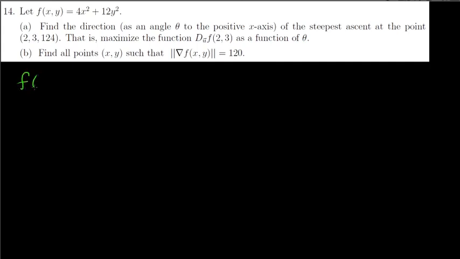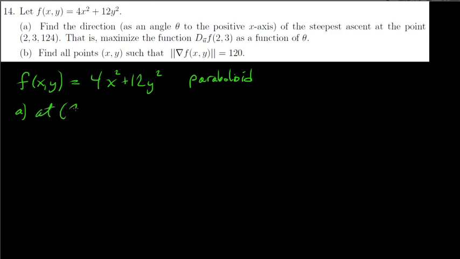So for 14, we're given a function of 2 variables, x and y, 4x squared plus 12y squared. This is the surface of a paraboloid, but we don't really need to know that here. If we were to graph the surface, it would be an elliptical paraboloid, but it doesn't matter. Anyways, part A, find the direction as an angle to the positive x-axis of the steepest descent at the point 2, 3, 124.